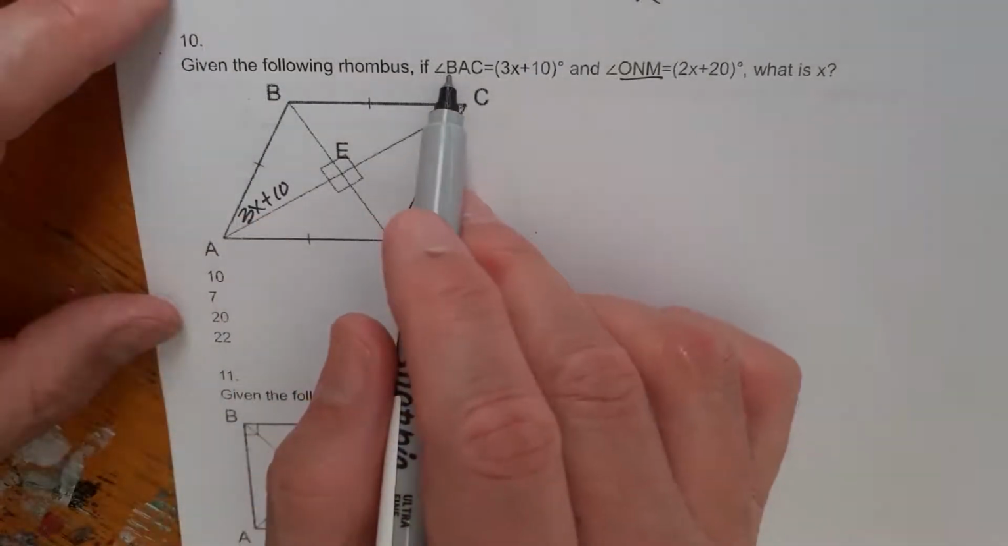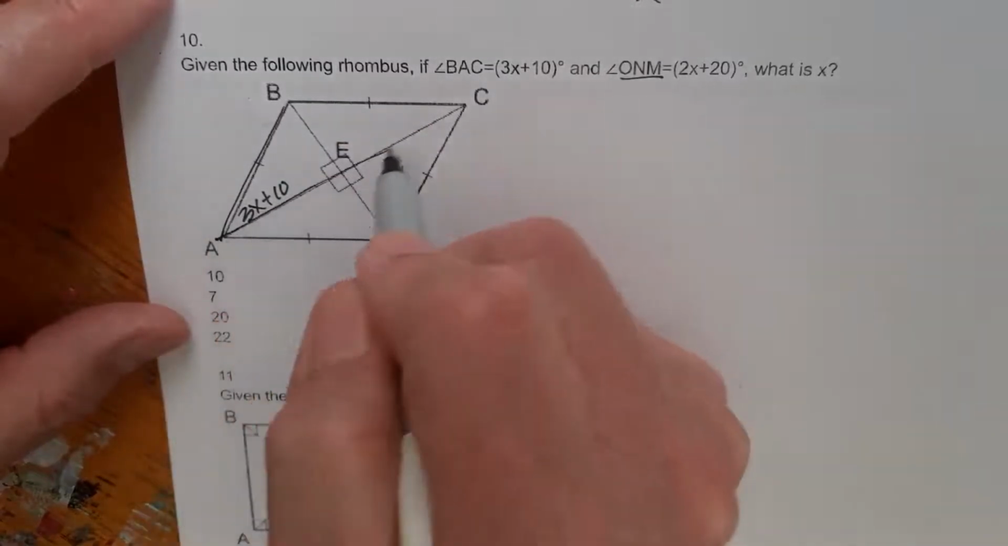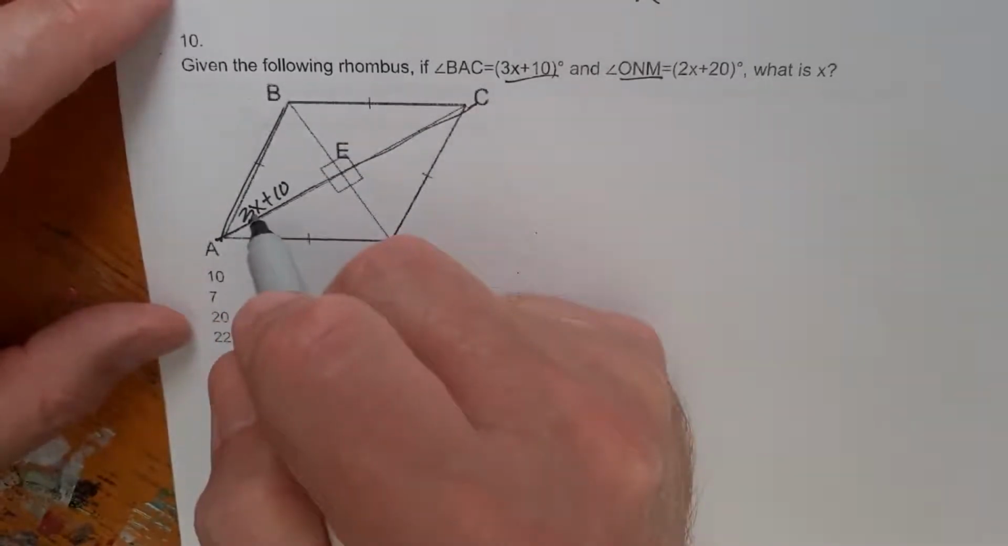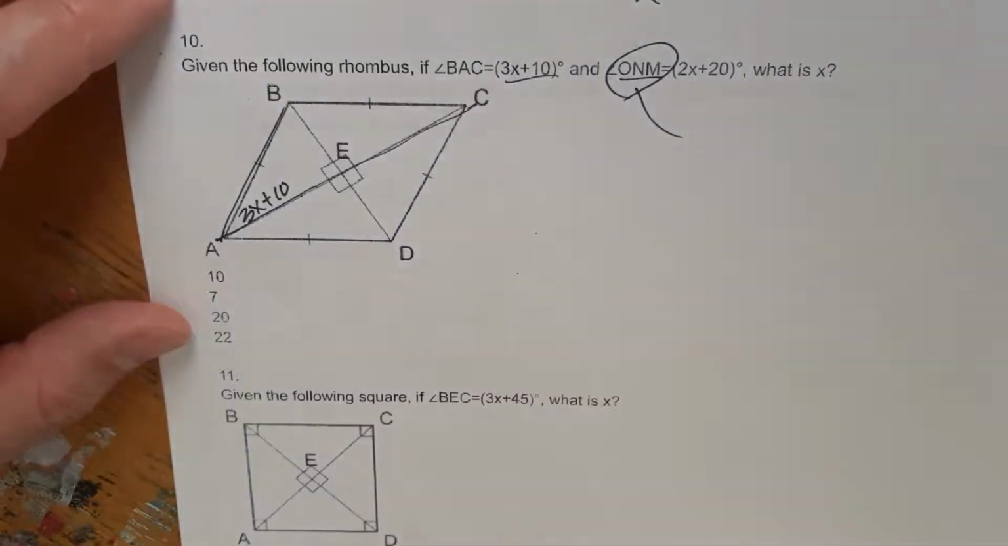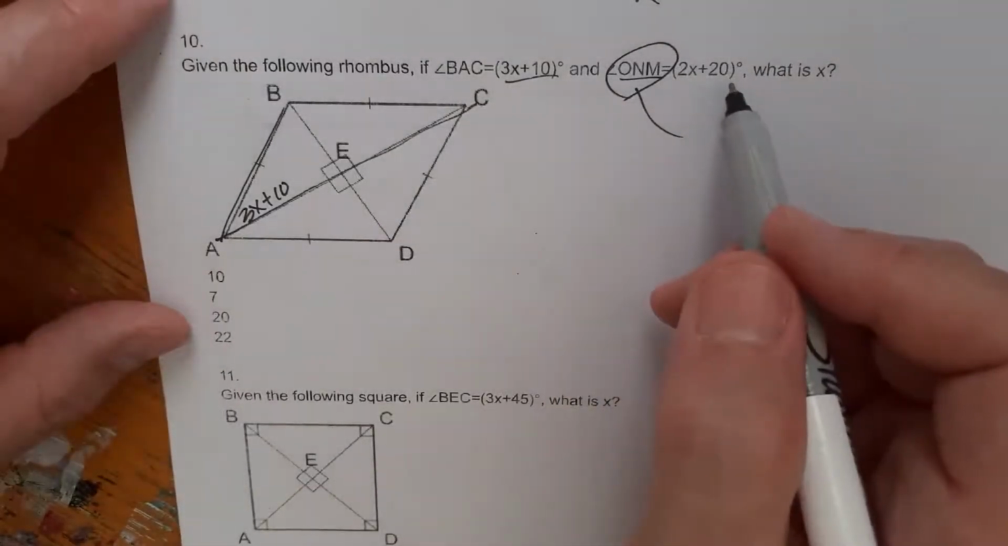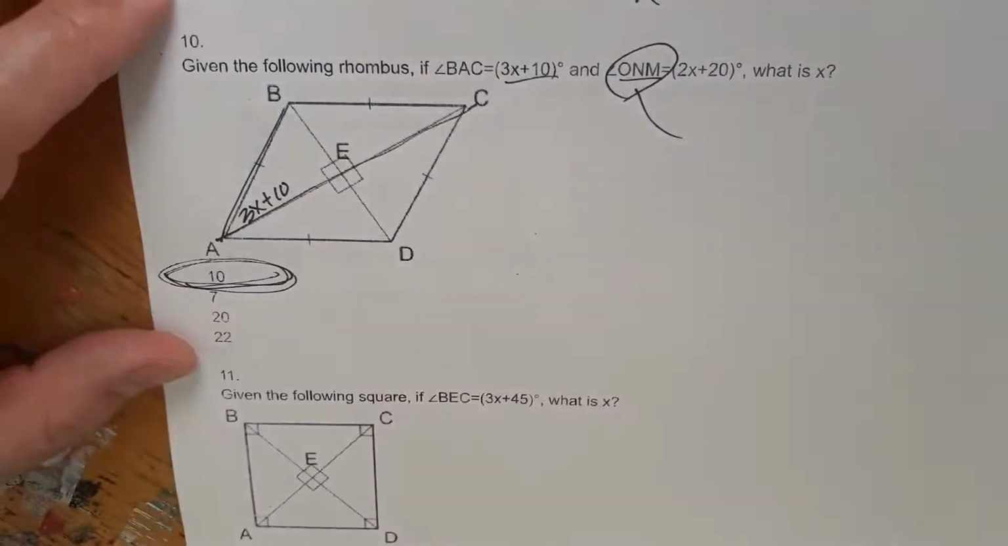Given the following rhombus, BAC is 3x plus 10. BAC is here, 3x plus 10 is here. And then, I don't know what this is. I'm going to fix this and make it right. Is 2x plus 20, and it's going to come out to be 10, you guys. The answer is going to be 10, and I'll fix it and show you this work later. All right?